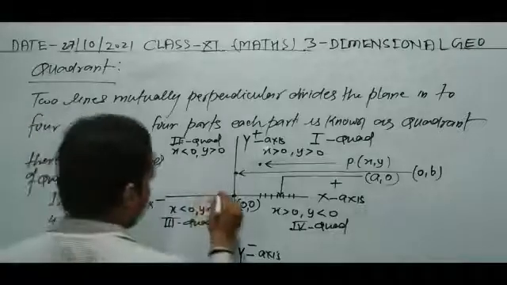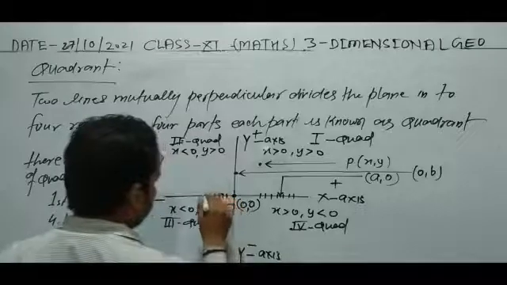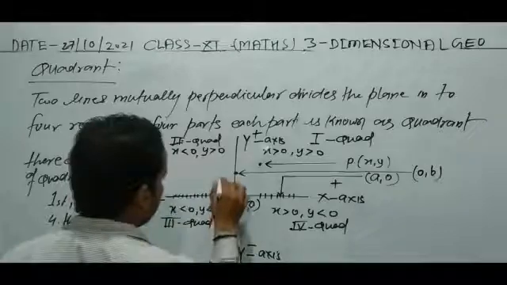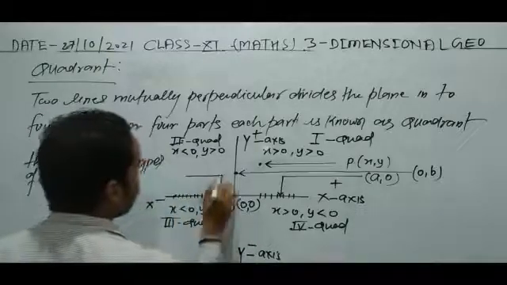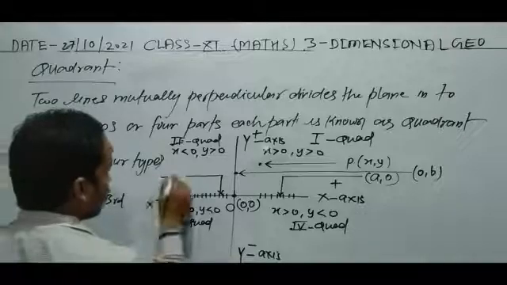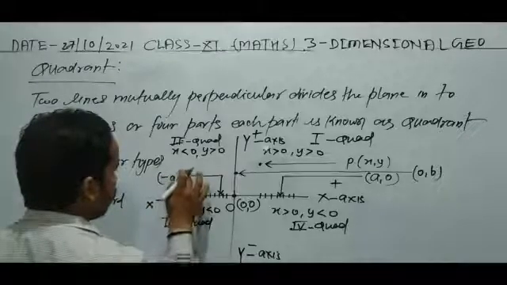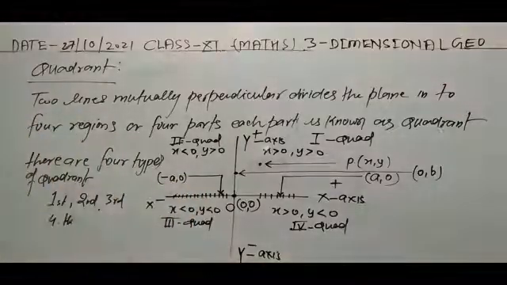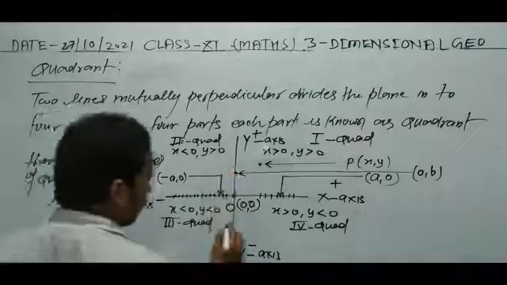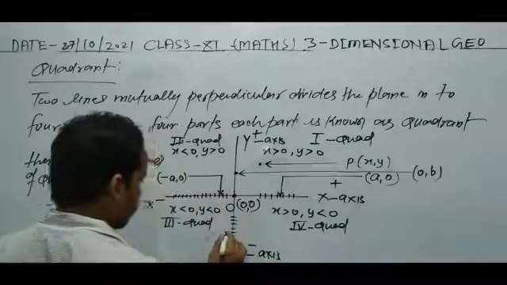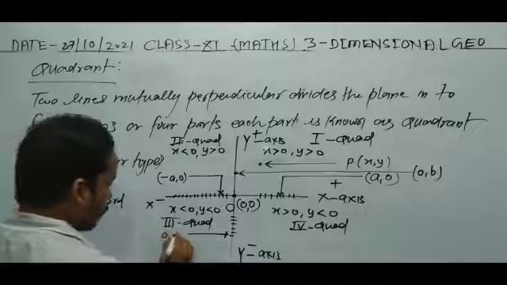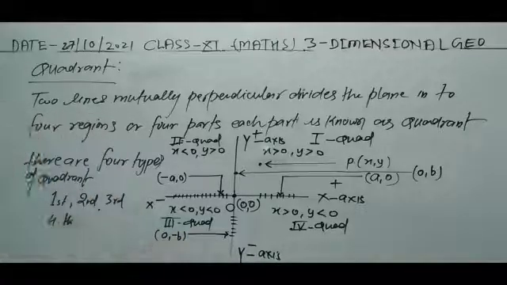Now there are so many points lying on the negative x-axis, so the coordinate on the negative x-axis is minus a comma 0, and on the negative y-axis you can consider the coordinate as 0 comma minus b. So this is our representation of quadrants.